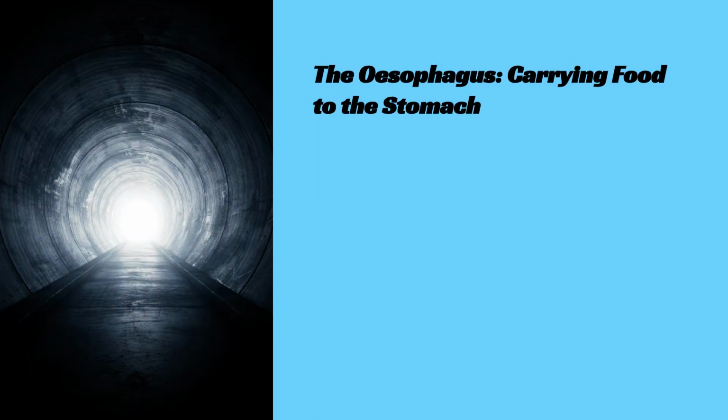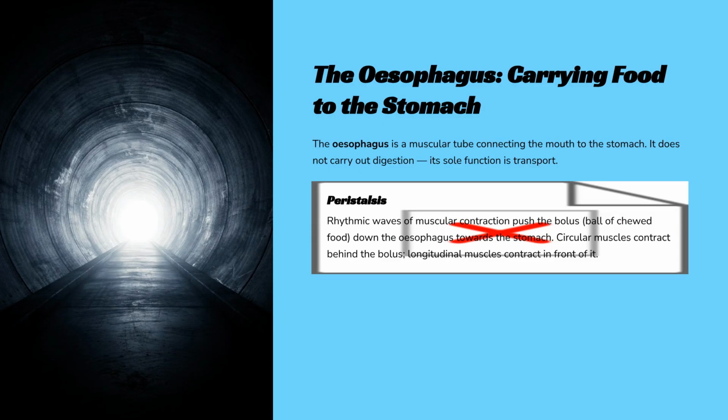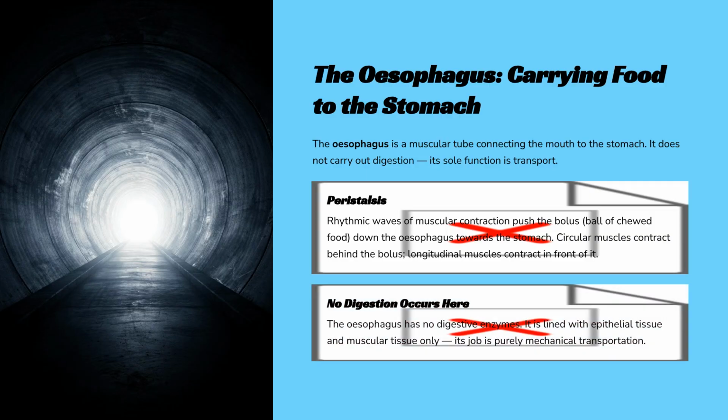The esophagus is a muscular tube for transport only. It uses rhythmic muscular contractions called peristalsis to push the bolus to the stomach. No digestion occurs here, as it lacks digestive enzymes.